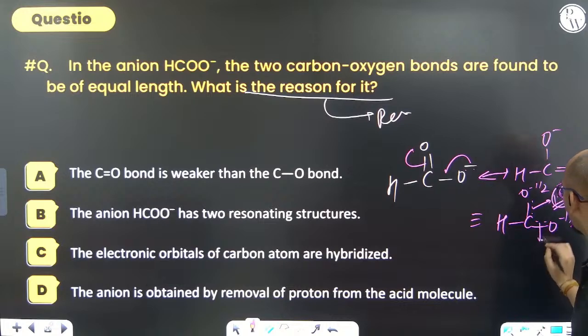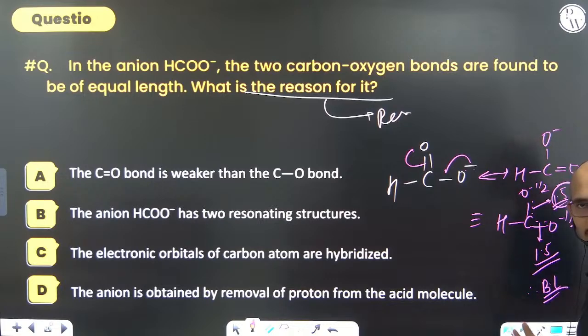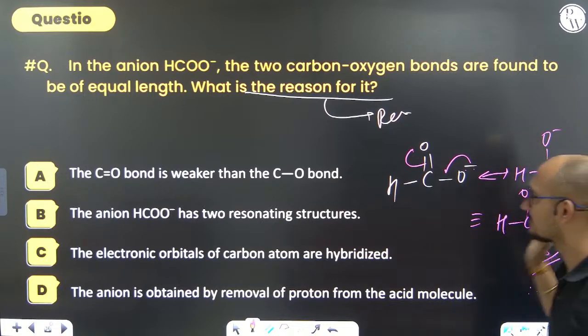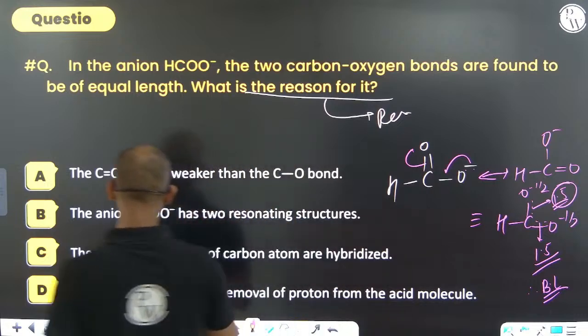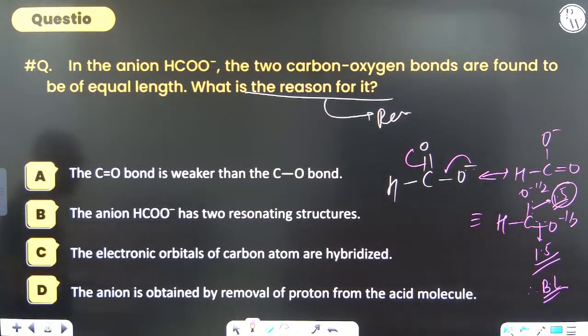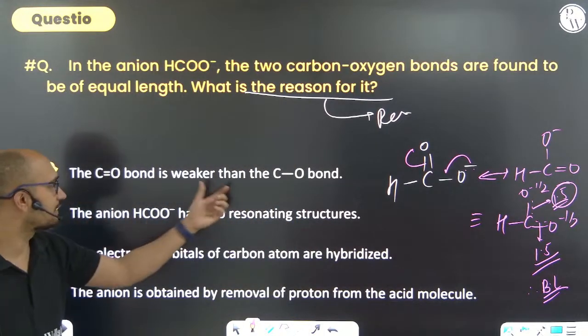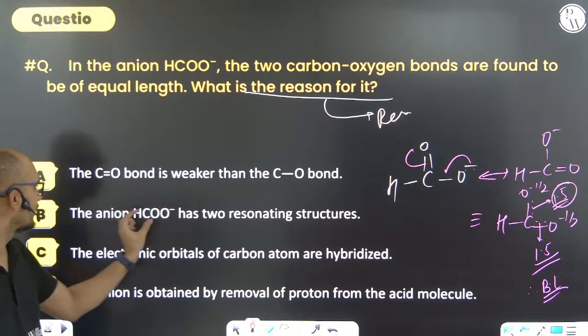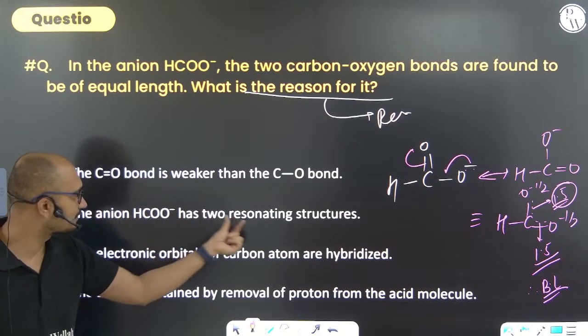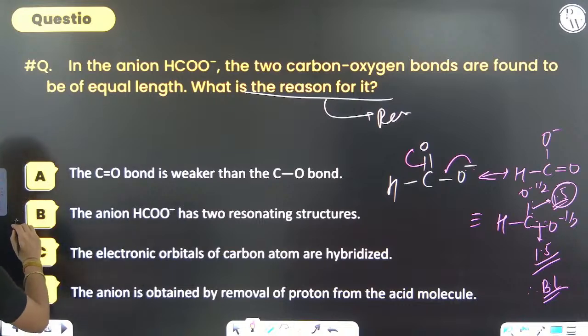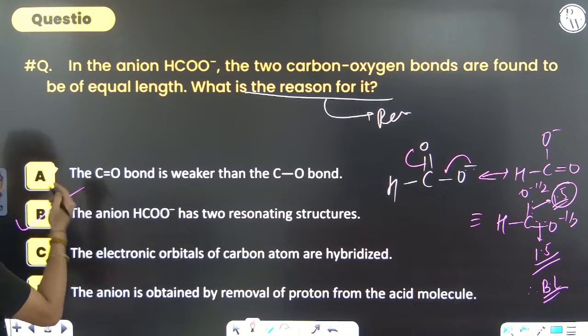So this is also how much? 1.5. So both of them have the same bond order, and therefore the bond length is also the same. Bond length for both the CO is the same. So the reason, I hope you all can understand: the anion HCOO minus has two resonating structures, so both CO bonds are found to be of equal length. So this is the only reason.